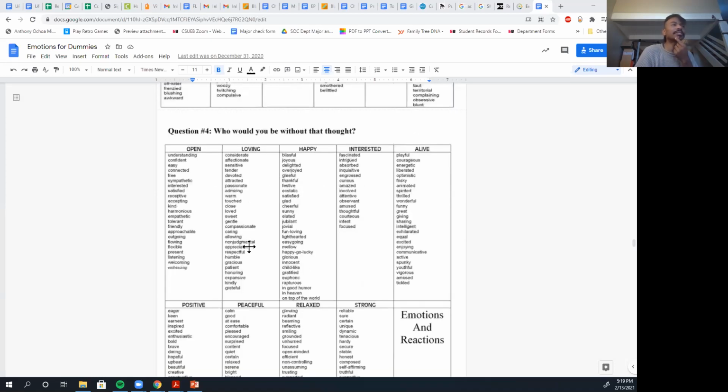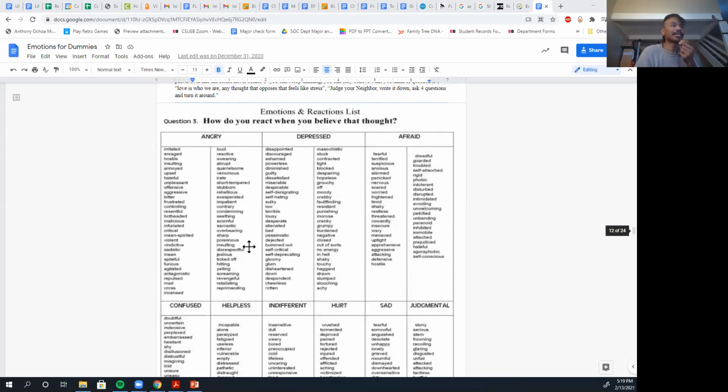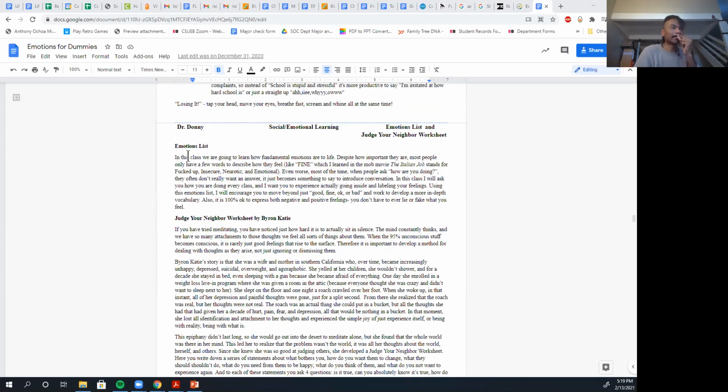Okay, so I put this together because, as I wrote up here, in this class we're going to learn how fundamental emotions are to life. Despite how important they are, most people only have a few words to describe how they feel, like fine, which I learned in the mob movie The Italian Job stands for fucked up, insecure, neurotic, and emotional.